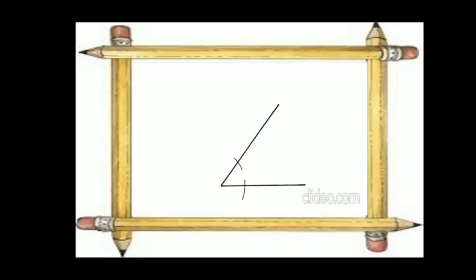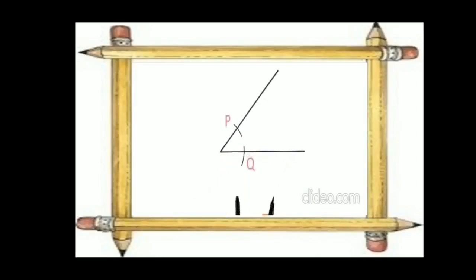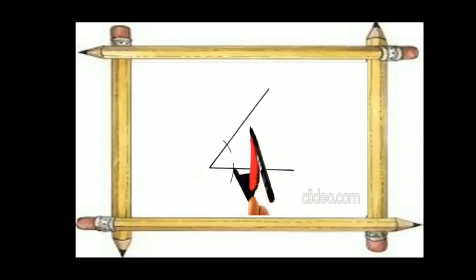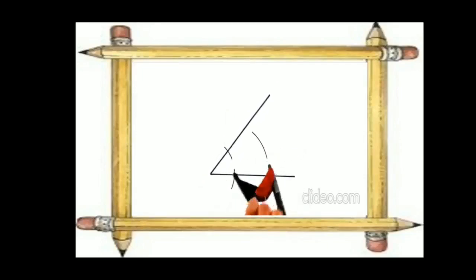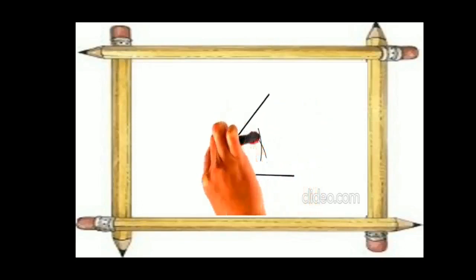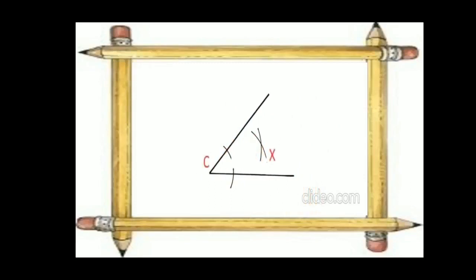Once cut, don't change. Now after changing, again take any measurement from P and Q for drawing the two new arcs. You can take any other measurement. So cut an arc like this and with the same measurement, you have to cut from Q and P also. Okay, so you got the point X.